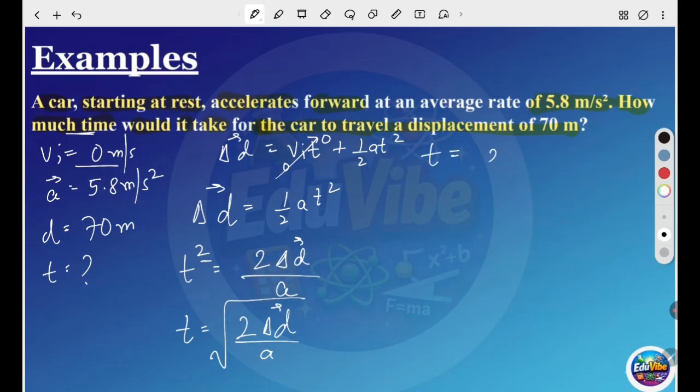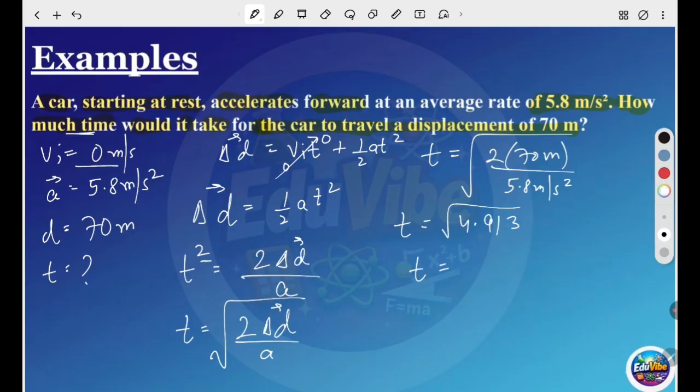So T is equal to the square root of 2 times delta D, which is 70 meters, divided by our acceleration, 5.8 meter per second square. So you get 2 times 70 divided by 5.8, and you get the square root of 24.1, and you get about 4.9 seconds. So you get about a time of 4.9 seconds for the car to travel a distance of 70 meters. And this is how the question works.